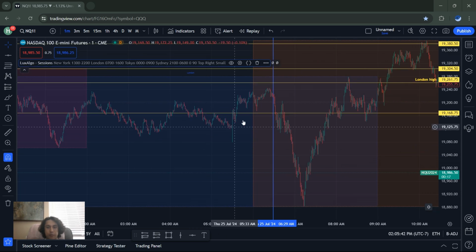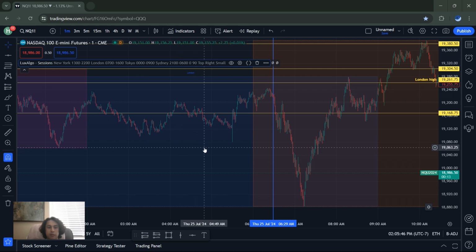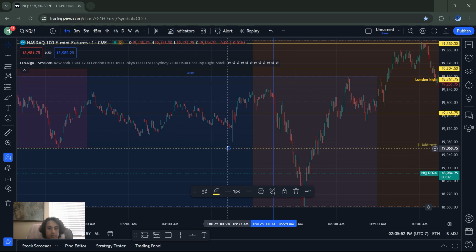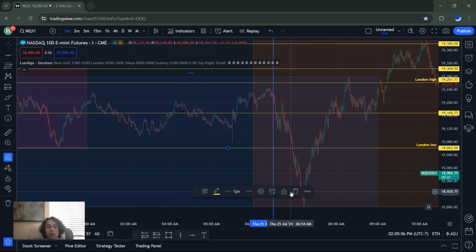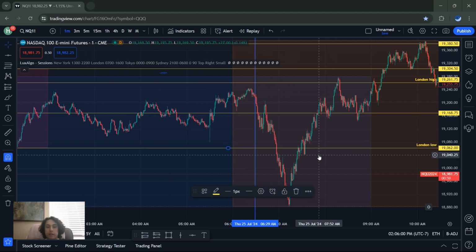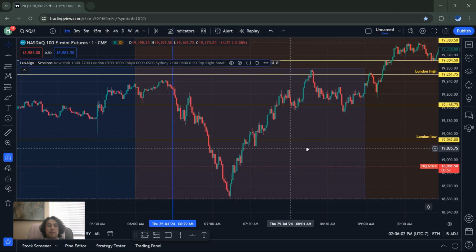Okay. Before the merge happens, anything before this is the levels you want to watch. So we have London high and then we have London low. London low. When it sweeps one of these, we always wait till buyers start stepping in.